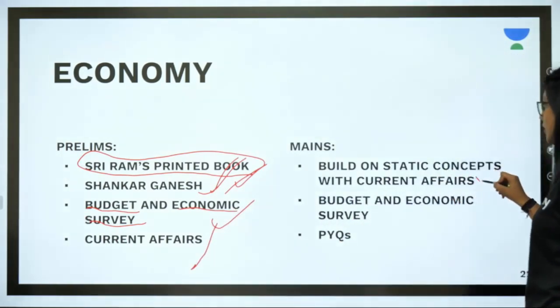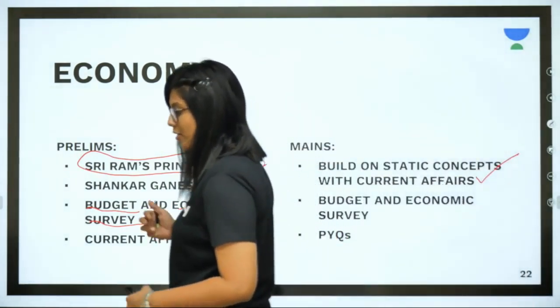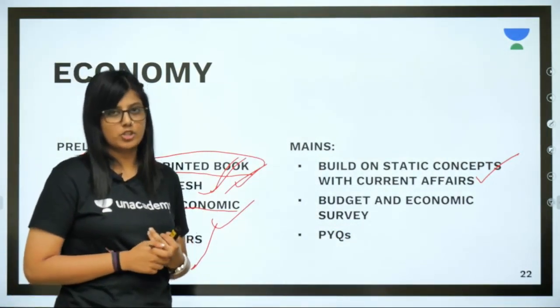For mains, build on static concepts with current affairs. Again, people think that economy is so current heavy and so is GS3. In my opinion, there are a lot of static concepts asked in GS3.